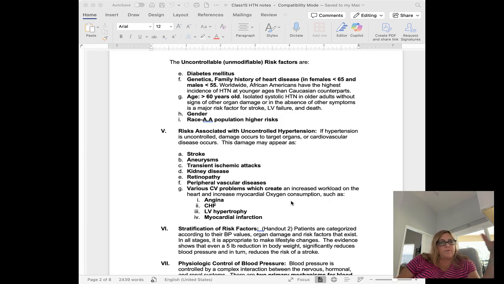Aneurysms. Remember, we have the weakening of vessels in like the aorta, even in the brain, and hypertension or systemic vascular resistance that's high can cause weakening of vessel walls, and that can lead to an aneurysm. Transient ischemic attacks. I heard little rumblings.